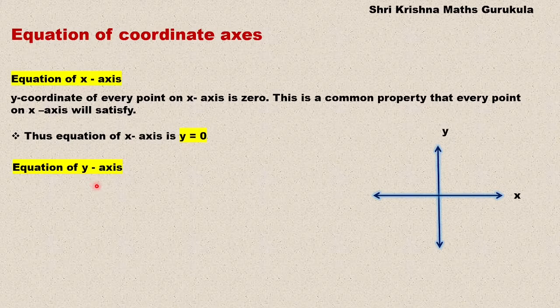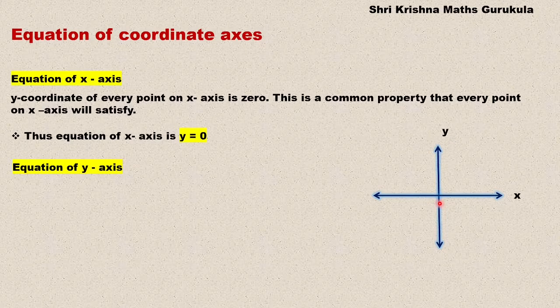Now equation of y-axis, and the logic is same. You consider any point on y-axis. What is x-coordinate? X-coordinate is 0 because on y-axis x-coordinate is 0. Only y will be changing. You consider this point, it is (0, 0). This is (0, 1), (0, 2), (0, 3), (0, 4). What is happening? Y coordinate is changing. The height is increasing, but x coordinate is 0 only.